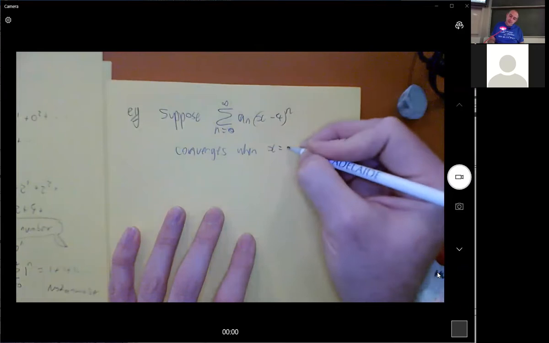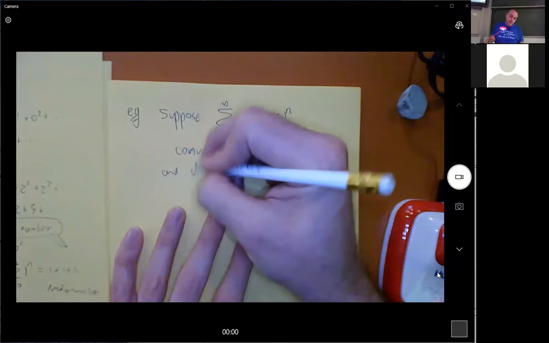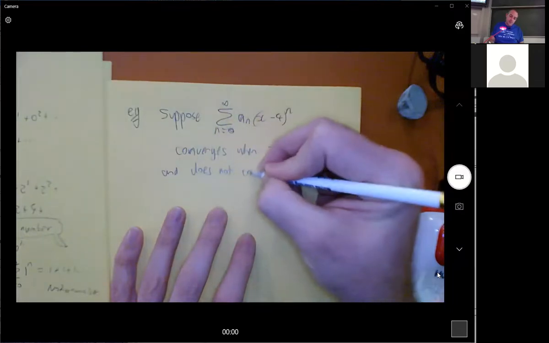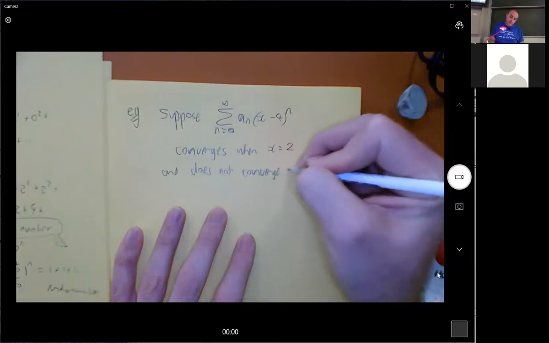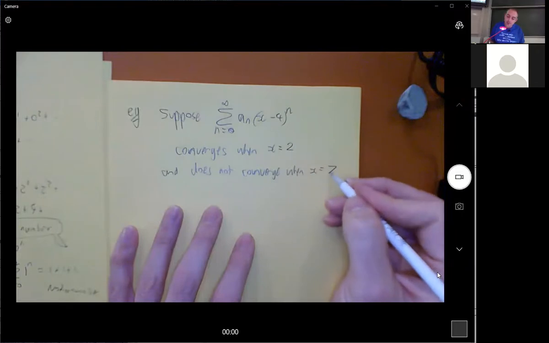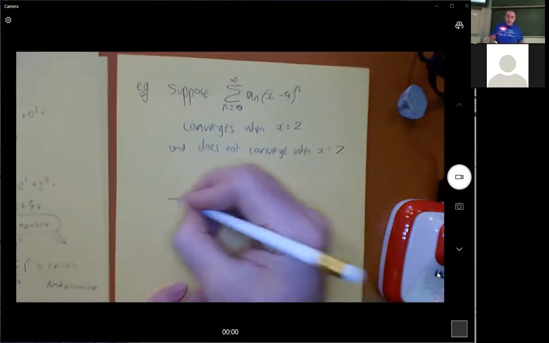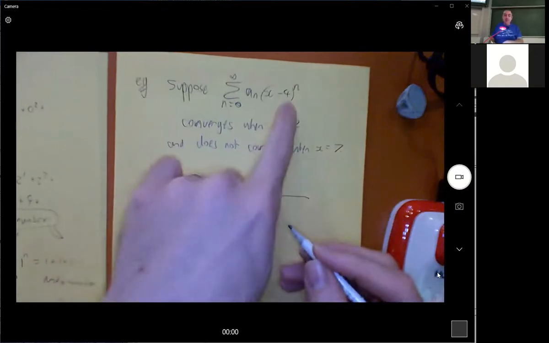converges when x is equal to 2 and does not converge when x is equal to 7. I'm just not telling you what the a n is. I'm just telling you one place it converges and one place it doesn't converge. So I could make up an exam question that went with this, but I'm just thinking about it. So here we are, here's x equals 4, that's the center.